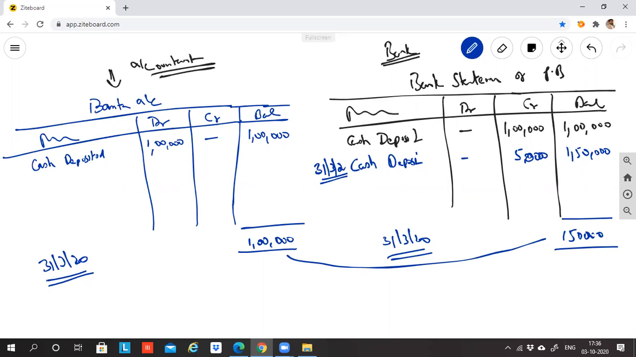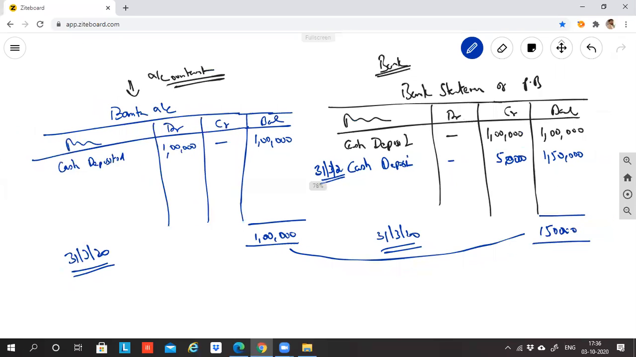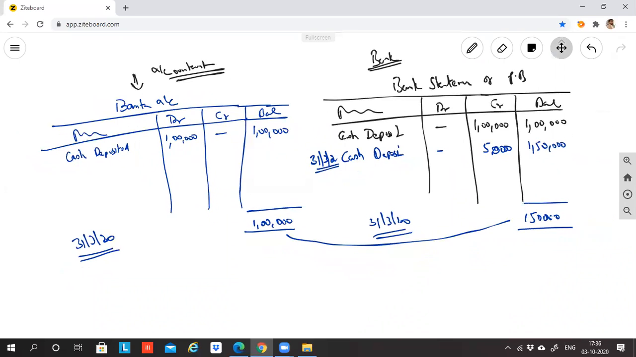No, sir. If the customer is not informing me, how will I know? Only when the customer informs me will I record an entry in my account and ledger saying that this money is deposited. Now, genuinely, there is a difference. How do I resolve this difference? On 31st March, I have not passed any entry.